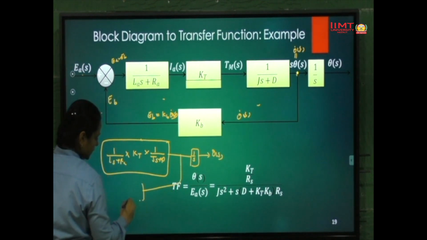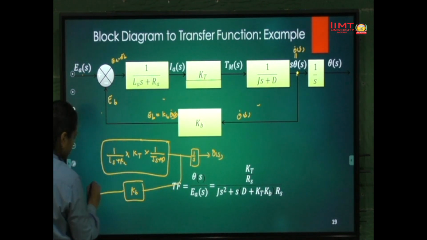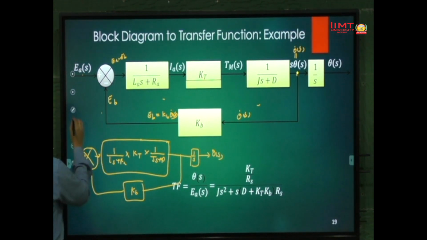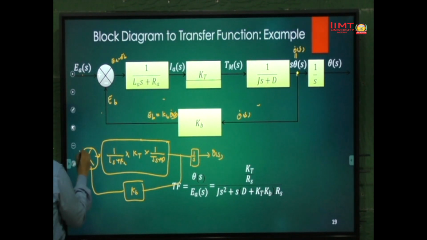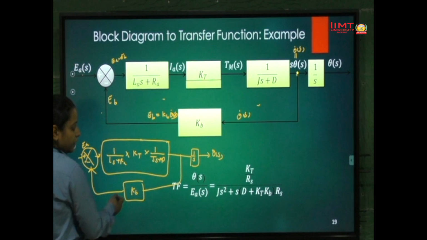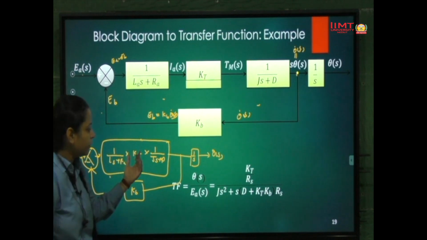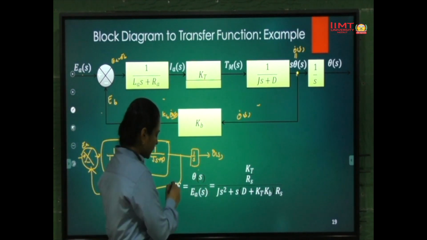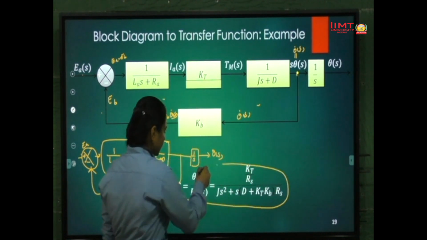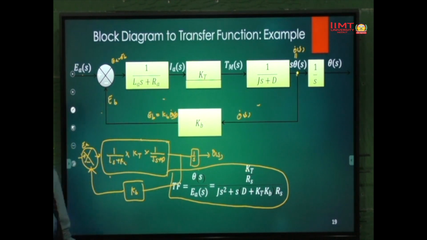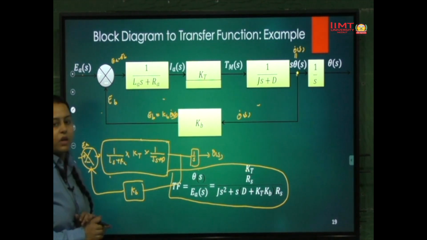Here KB is the feedback block with a summing point of plus and minus, and the input is EA. So this is a negative feedback block diagram. We can simplify it using the negative feedback rule as shown previously, and then simply multiply by 1 by S. So we get the transfer function theta S divided by EA S equal to this. This is how we calculate the transfer function from the block diagram.